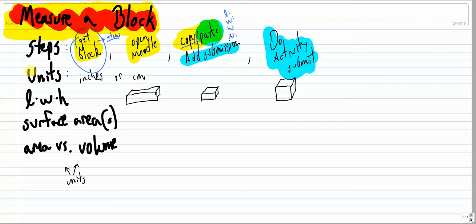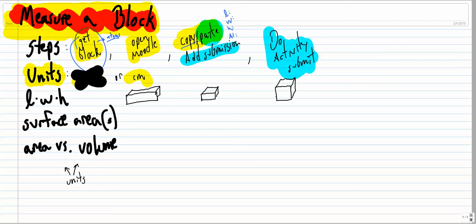So what units are you going to use? Are you going to use inches or centimeters? Actually, you don't have a choice. You can't use inches. Inches are, let's face it, kind of silly. We use the metric system in science, so we're going to use centimeters.